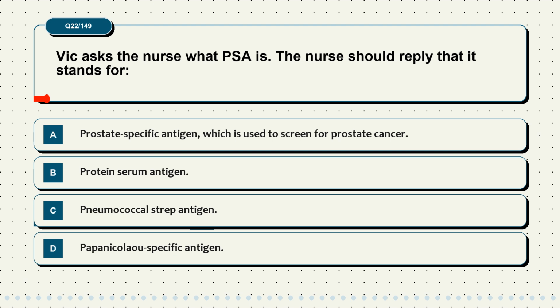Question 22. Vic asks the nurse what PSA is. The nurse should reply that it stands for, here are the options. Option A, prostate-specific antigen, which is used to screen for prostate cancer. Option B, protein serum antigen. Option C, pneumococcal strep antigen. Option D, kappa-nucleospecific antigen.